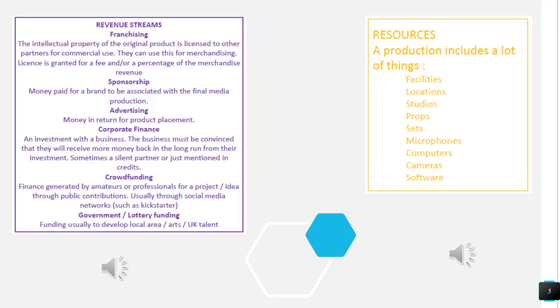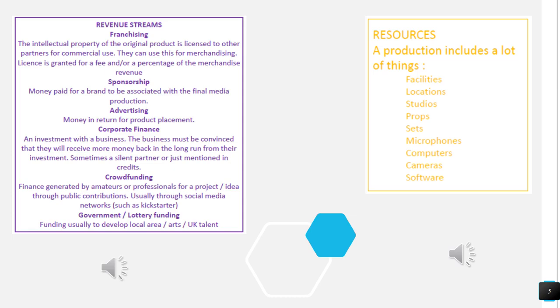Okay, so one thing to look at when it comes to finance is where are you getting the money from? Where are you actually going to get the money to fund your product? So one of these things that we can look at is called franchising. Now this is a revenue stream. So when you see the term revenue stream used by the exam board, it's basically talking about where are you getting the money from? Where is this stream or flow of cash coming from?